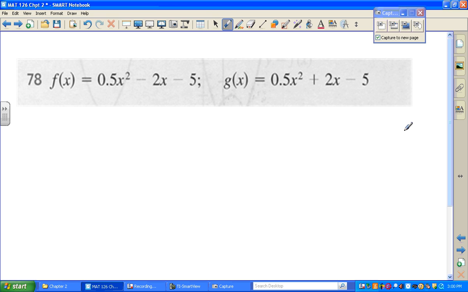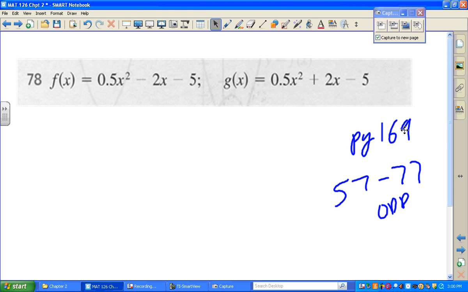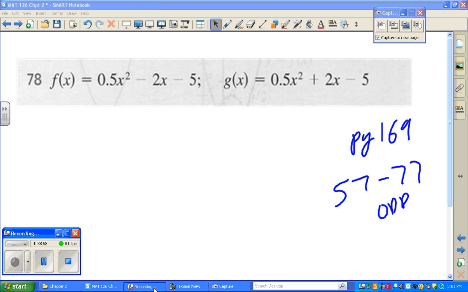But for tomorrow on this page, what page is it? 169. Go ahead and do, what did we stop at today? Like 53? 65? Oh, okay. Well, make sure you can do 57 through 77 odd, okay? If you're all the way through 65 or 67, you don't have much to do. Yeah, that was fun. And don't forget, November 2nd. That's an important day.